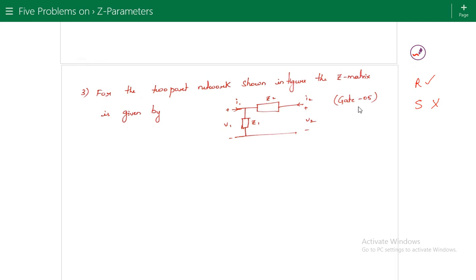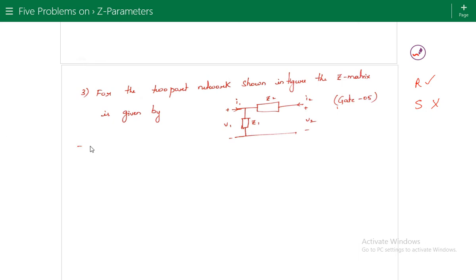Okay, so this is a GATE 2005 question. How are you going to solve this question? See, in GATE you will have less time to solve by the theoretical method. It will take a long time to get the answer. So for this type of question, you need to know the shortcut.